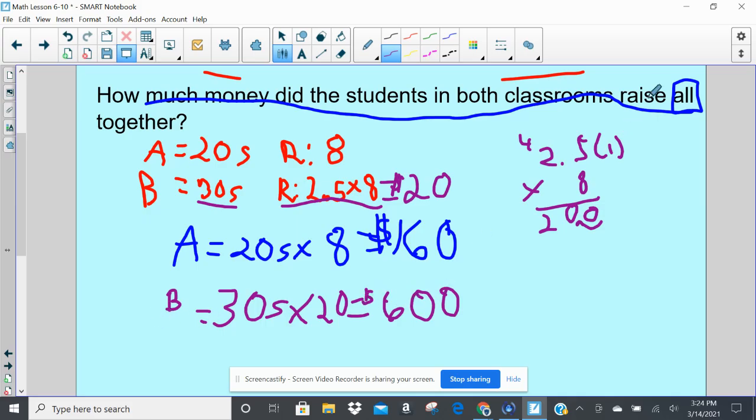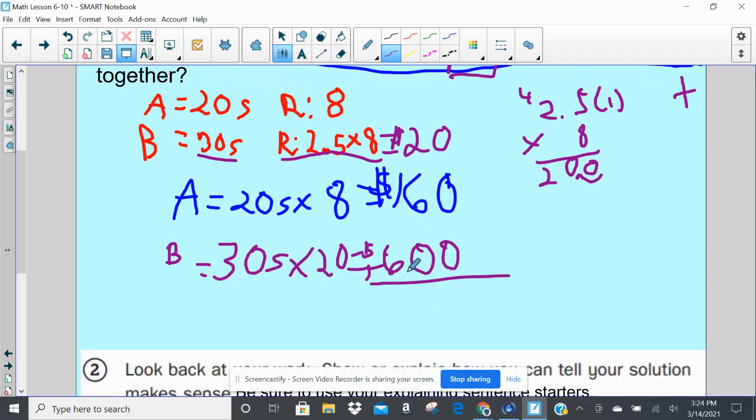But remember the question? I've got to figure out how much both classrooms raised all together. That's a clue word for what operation? Addition. So let's add 160 plus 600. Well, 0 plus 0 is 0. 6 plus 0 is 6. And then 1 plus 6 is 7. How much total money did they raise? $760.